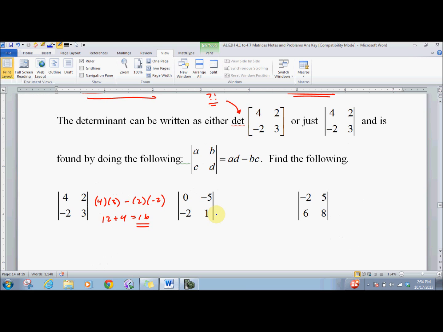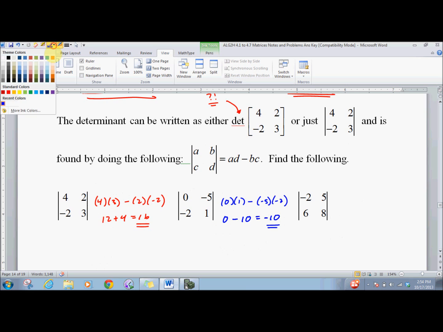Try it on the next one on your own because I'm going to do it right away. So I get determinant is 0 times 1 plus negative 5 times negative 2, minus negative 5 times negative 2. We get 0 minus 10 equals negative 10. Try the last one on your own. I'm going to do it immediately. Negative, and I'm going to start shortcutting. Negative 16 minus 30 equals negative 46.